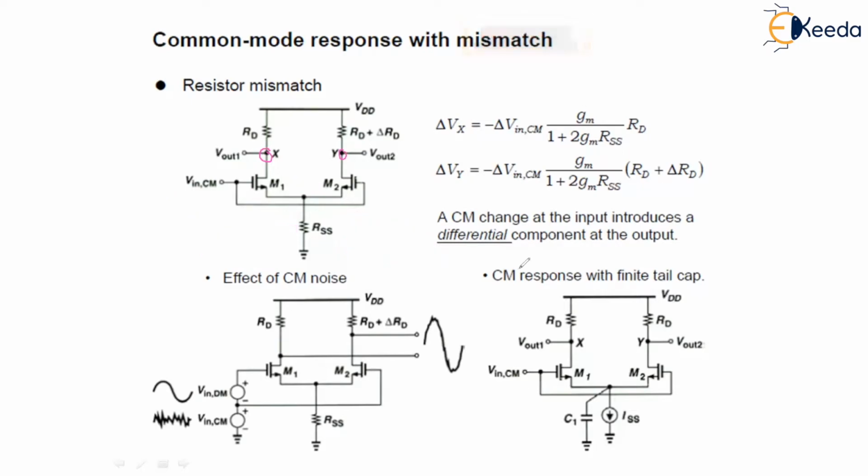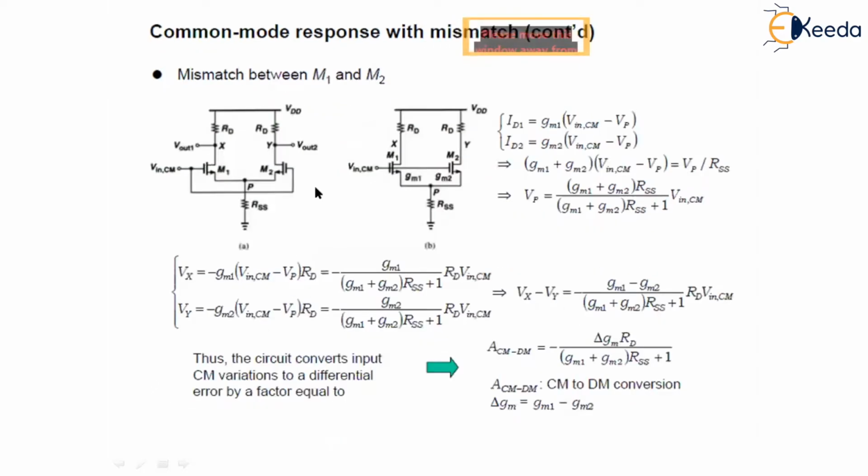Let me clear all my drawing. Let us take another mismatch, that is due to M1 and M2. As shown in this figure below, the two transistors carry slightly different currents and exhibit unequal transconductance.